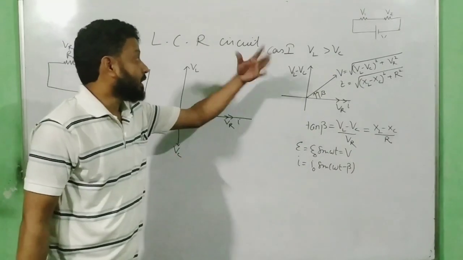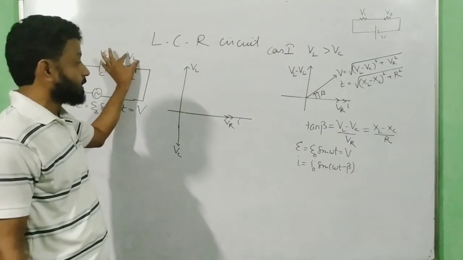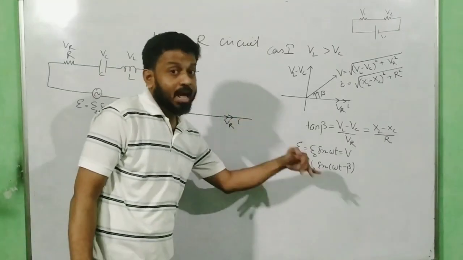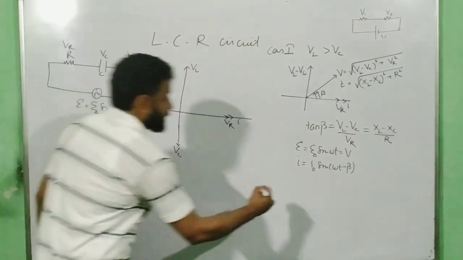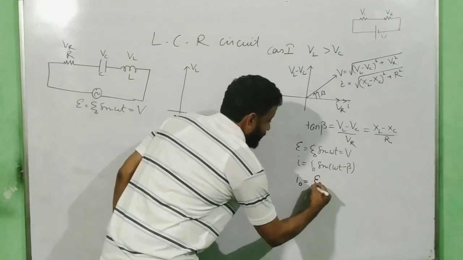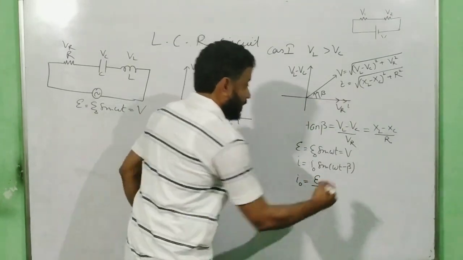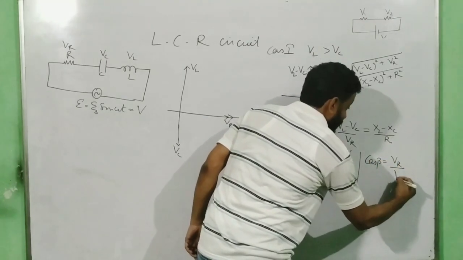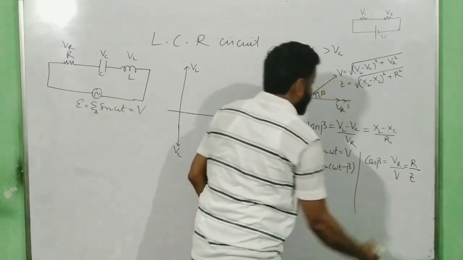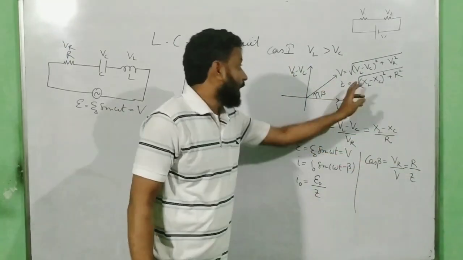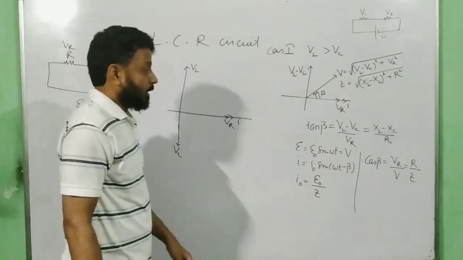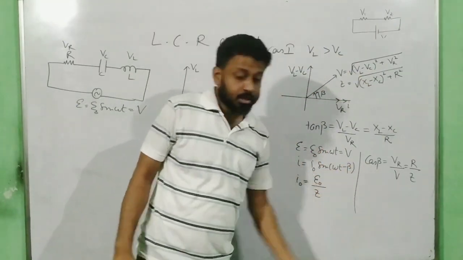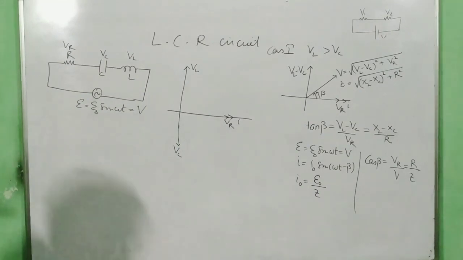Okay, lag. When the potential across the inductance is more than the capacitance, current lags the voltage. Okay, and in this case, what is I naught? I naught will remain same, that is equal to E naught by Z, and Z we have already found. Cos beta will be equal to base by hypotenuse. Base is VR, hypotenuse is V, that is equal to R by Z. And remember the formula is always R by Z. And Z you know how to find in each case. As I told you, I will tell you the significance of cos beta in the next class probably. So this is case 1, VL greater than VC. Pause and note it down.